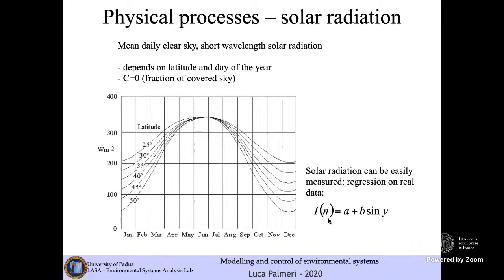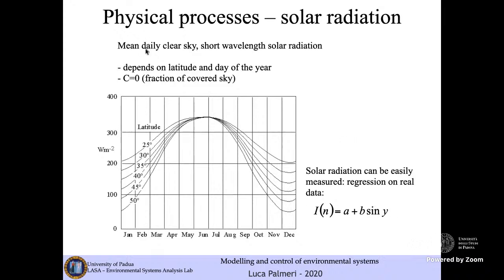I remind you that n is equal to 0 on the 1st of March, and n is equal to 21 on the spring equinox, and n goes up to 365 minus the days going to the 1st of March.